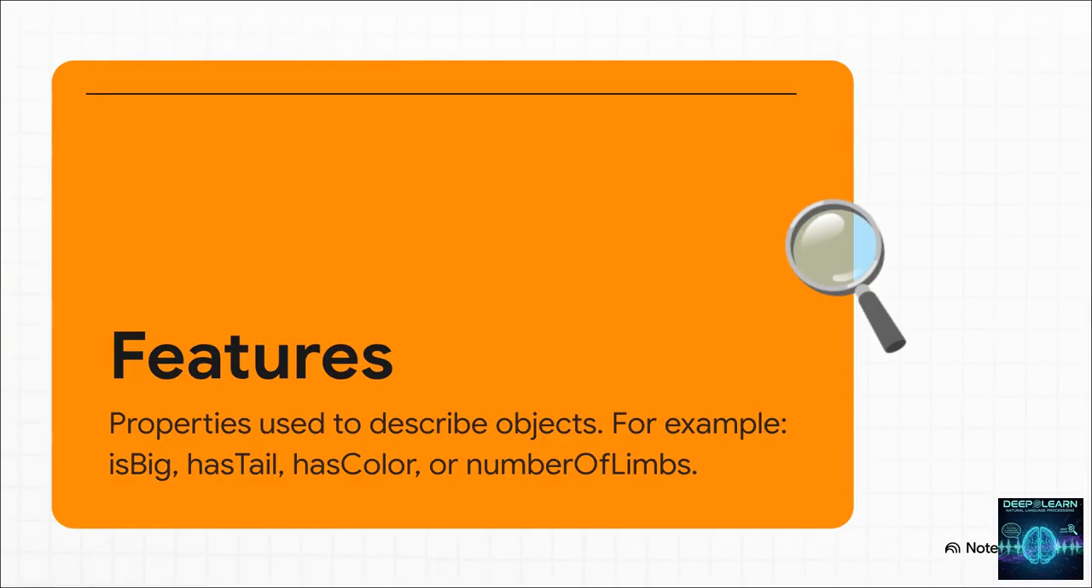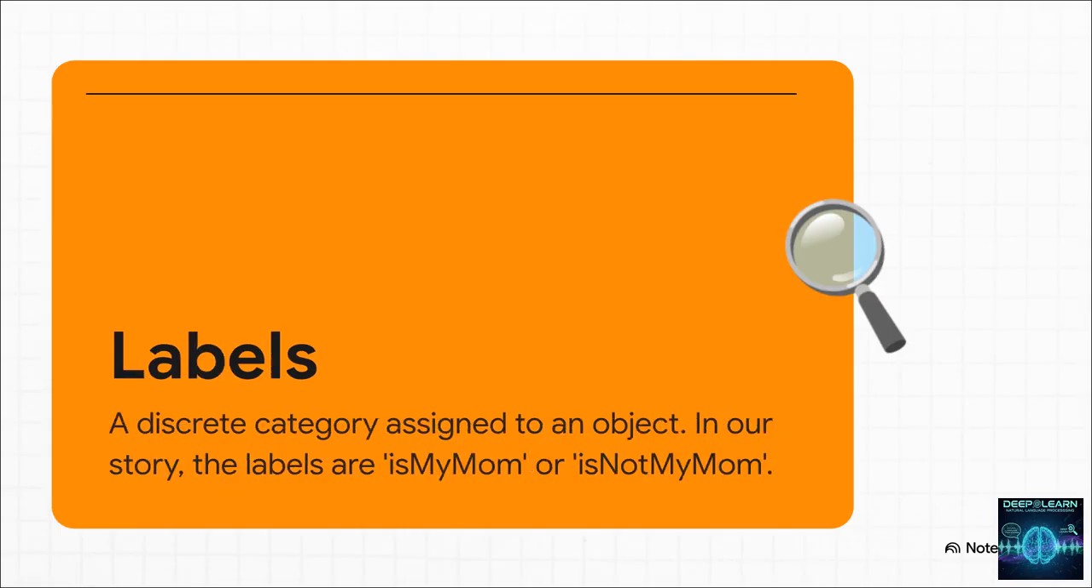So for our animals, the features could be stuff like, is it big? Does it have a tail? Does it have a trunk? These are basically the clues our machine is going to use to figure things out. Okay, second thing we need, a label. The label is just the right answer. It's the ground truth that we're trying to teach the machine.